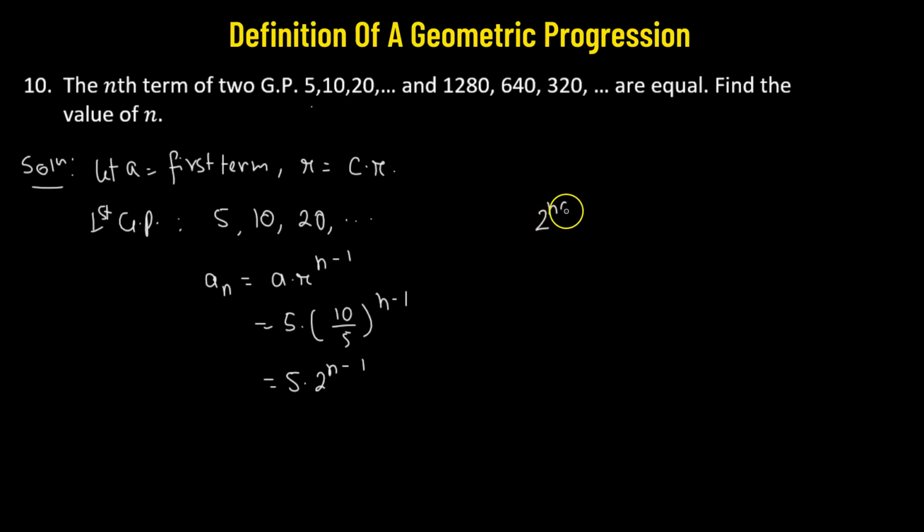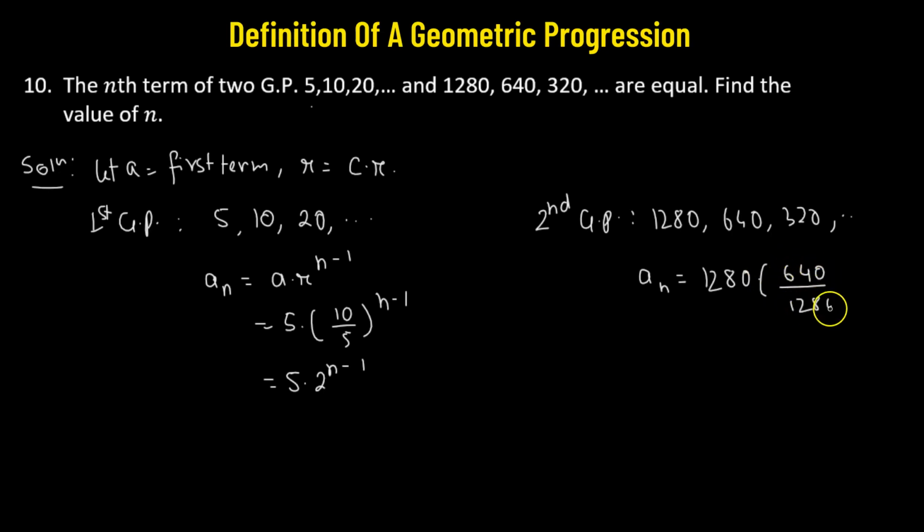Then we consider the second GP. So the second GP is 1280, the second term is 640, and the third term is 320, and this goes on. Now we'll find out the nth term, which will be the first term 1280 multiplied to the common ratio. The common ratio will be dividing the second term by the first term, raised to the power of n minus 1. So 1280, then we have 640 times 2 is 1280. So we have half raised to the power of n minus 1.